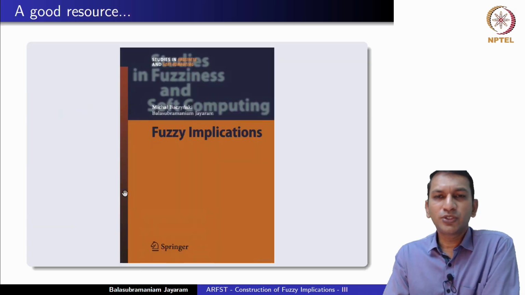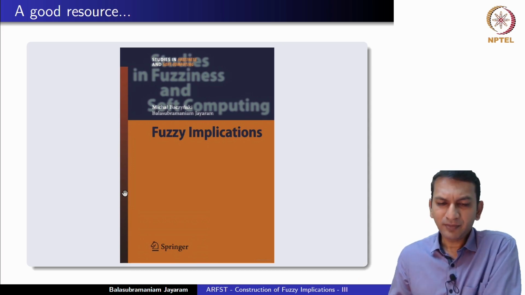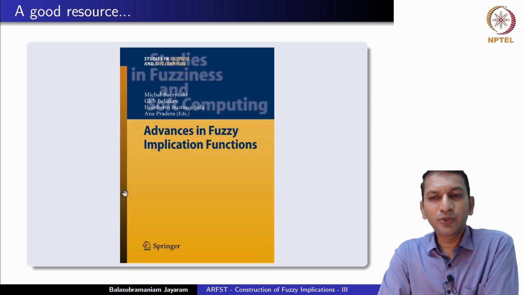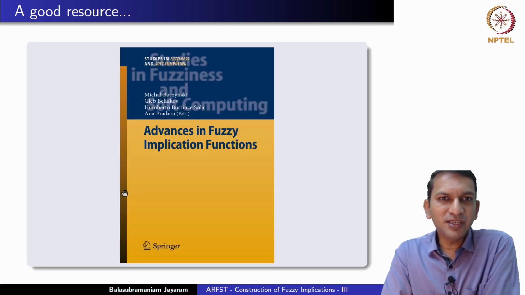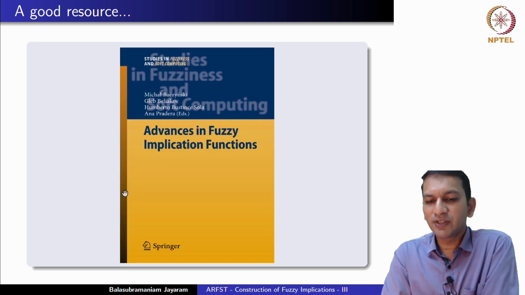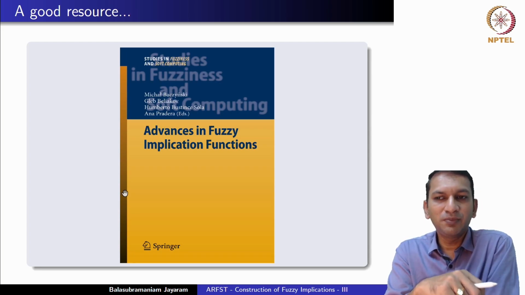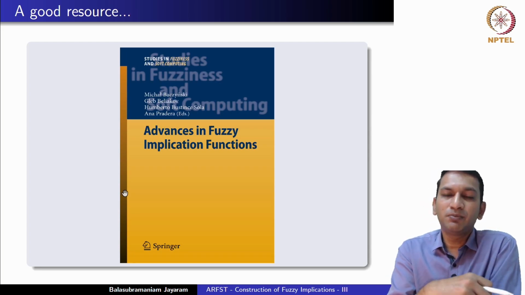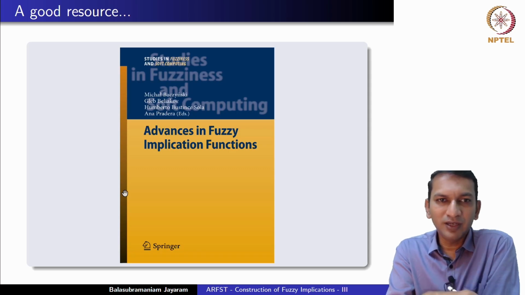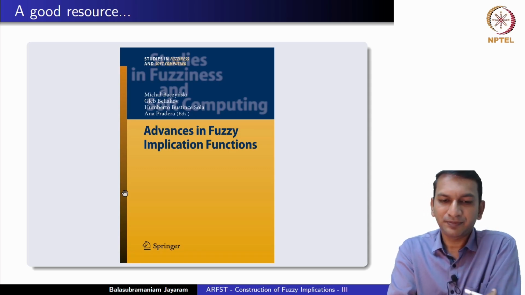Once again, a good resource for the topics covered in this lecture is the book on fuzzy implications. You could also refer to a more recent collection of research articles titled Advances in Fuzzy Implication Functions, which also discusses some of the interesting problems related to R implications and QL implications, some open problems and problems that have been solved and problems that are yet to be solved.